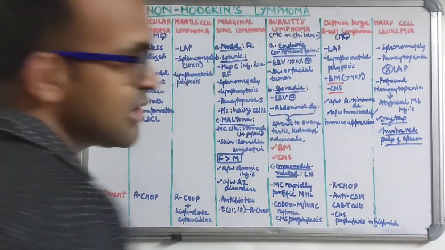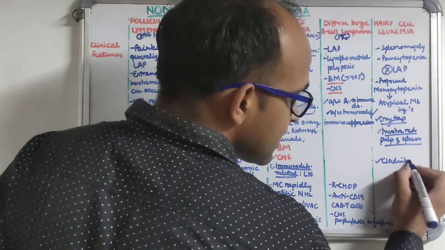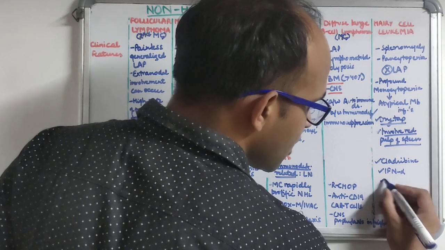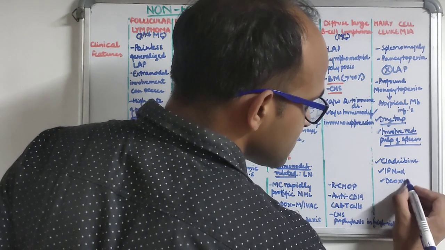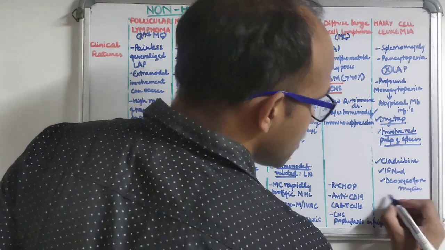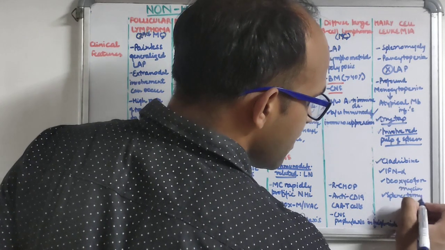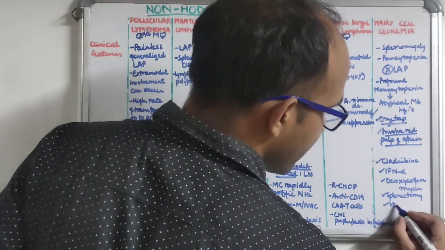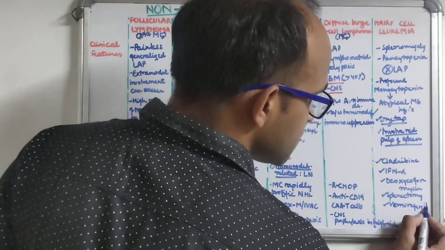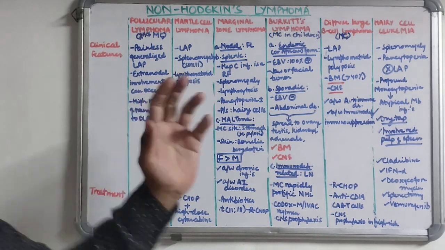And in hairy cell leukemia, the treatment is very important. You can give cladribine. You can give interferon alpha. There is a role of a drug known as deoxycoformycin. Apart from that, there is a role of splenectomy, and a very recent one, vemurafenib, which acts on BRAF. So these are the 5 drugs and therapies which are effective for hairy cell leukemia.